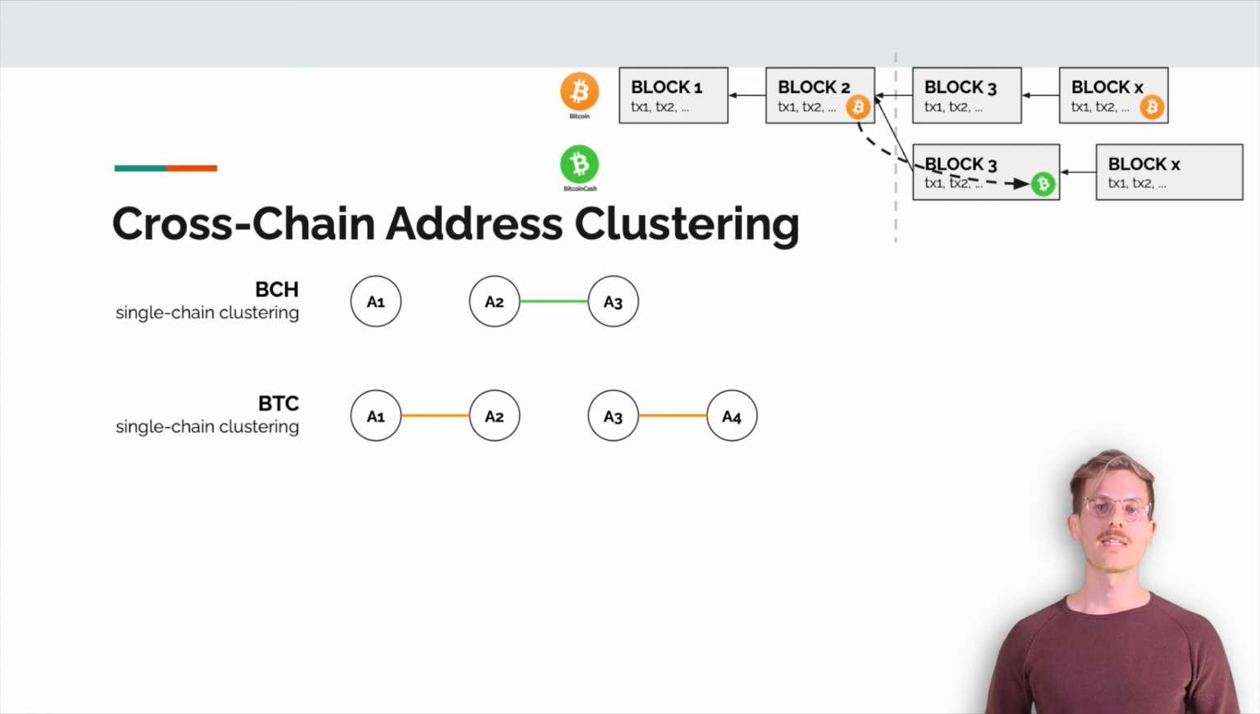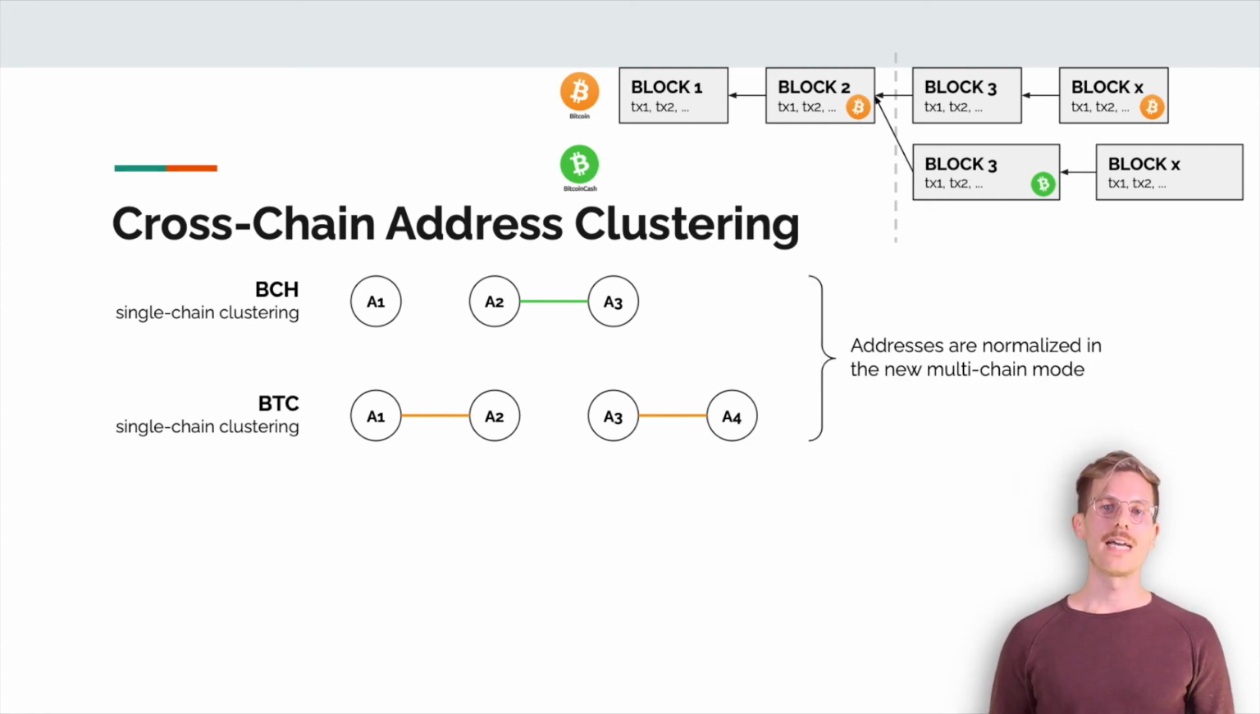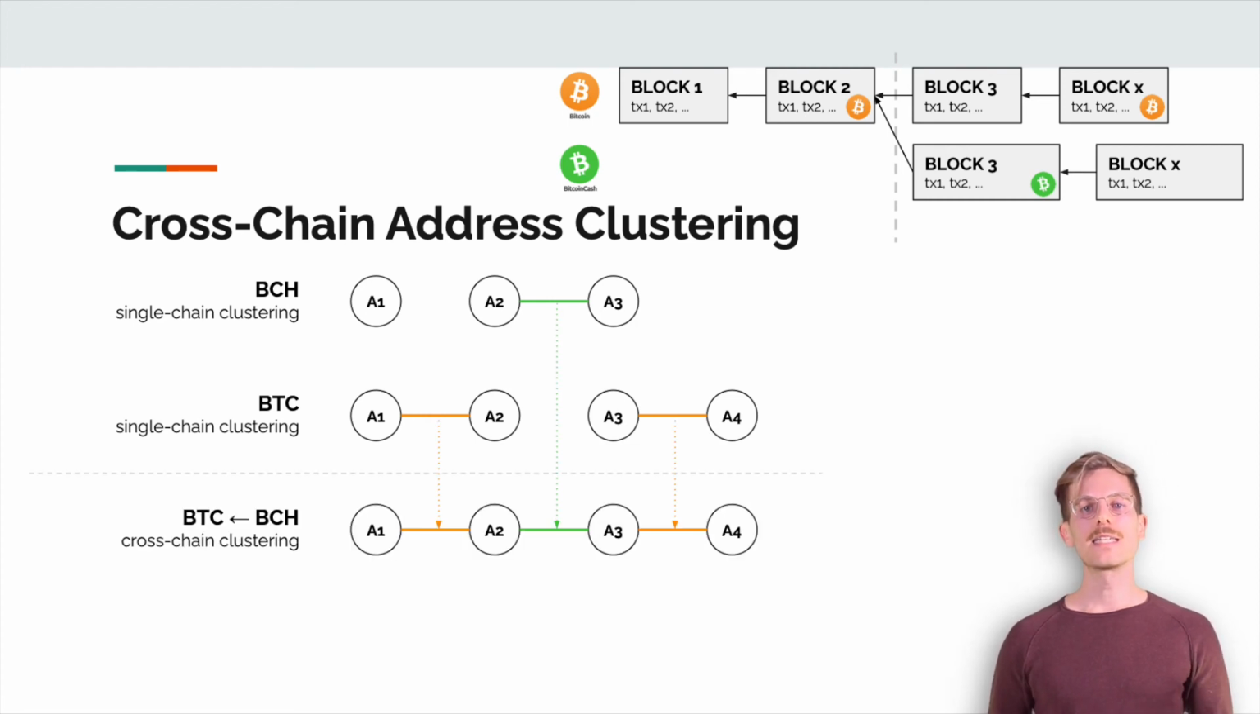Now we can make the step from single-chain to cross-chain clustering. Recall that addresses are normalized across chains in the new multi-chain mode. This allows us to combine both single-chain clusterings and create an improved cross-chain clustering. By doing that in our example, we learned that all 4 addresses likely belong to one user. This finding would not have been possible by only looking at both chains individually using single-chain clustering.